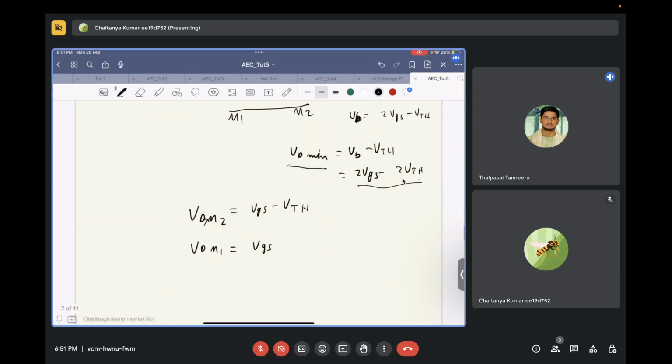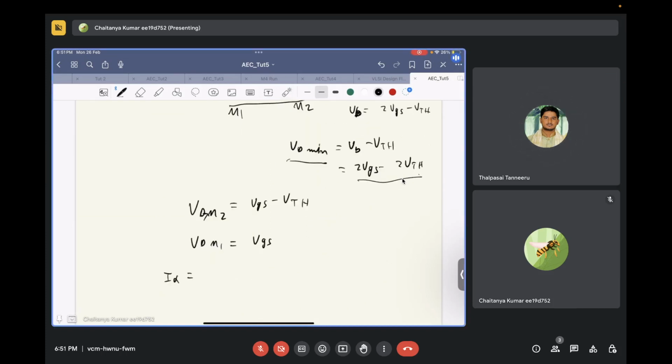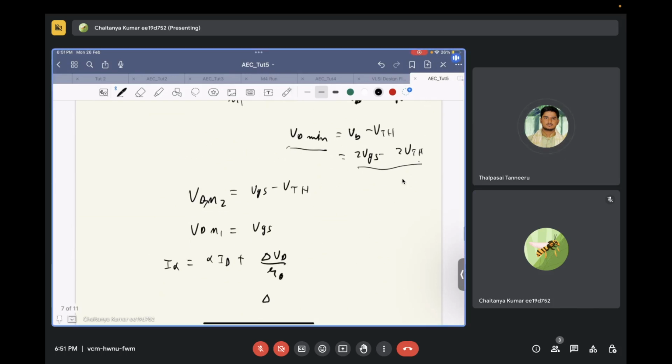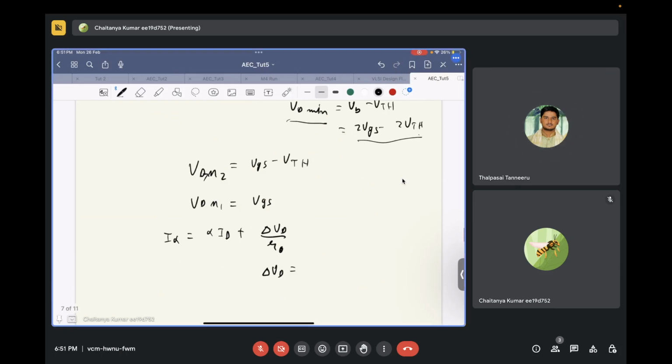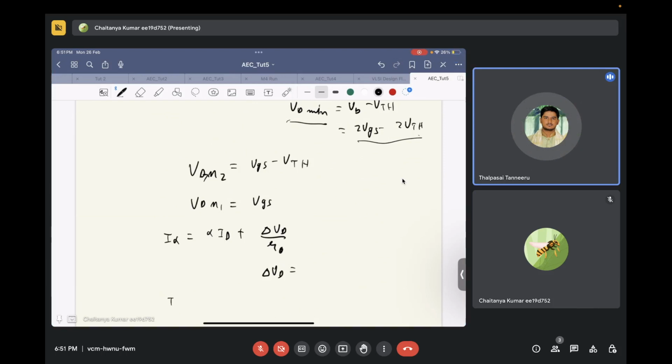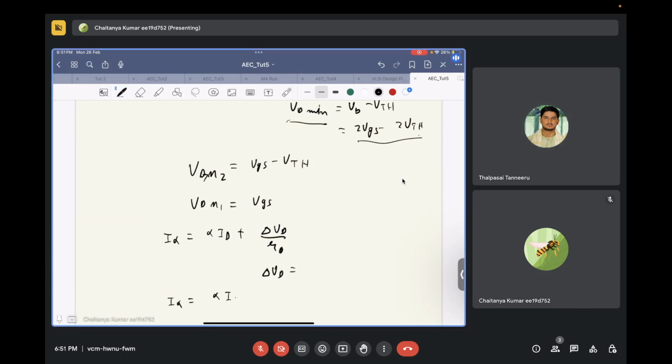It's VGS. So what is the current I now? It's alpha times ID plus delta VD minus delta VD by R naught. Yes, sir. Correct. What is delta VD now? VD is VGS minus VTH, threshold voltage, sir. So we are reducing the current: alpha ID minus VTH by R naught.